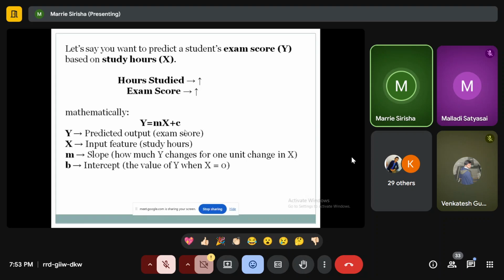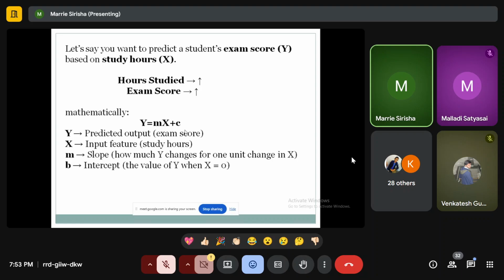I think you are aware of this formula. Y is, as I told you, the predicted output that we are taking as the exam score, and x is the input feature. Input means the number of hours he studied, right? And m is the slope. Why are we using m? How much y changes for 1 unit change in x. So as y changes, x also changes. So that is the relationship between x and y.